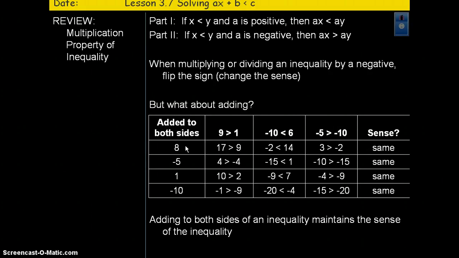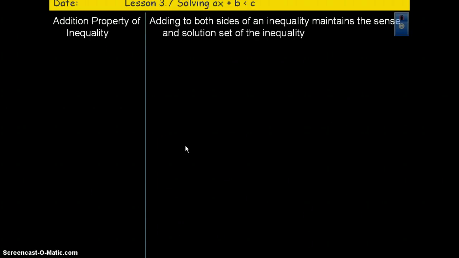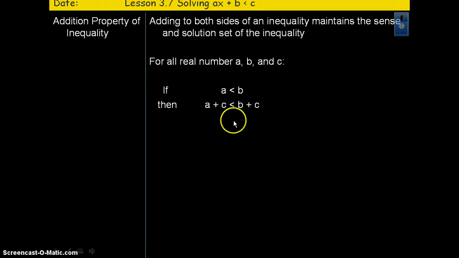If we take a look, not only does it maintain the sense of the inequality, but it maintains the same solution set. That is, in fact, the addition property of inequality. Adding to both sides of an inequality maintains the sense and solution set of the inequality. Therefore, for all real numbers a, b, and c, if a is less than b, then a plus c is also less than b plus c. Adding the same thing to both sides of the inequality will maintain the solution set and the sense of the inequality.